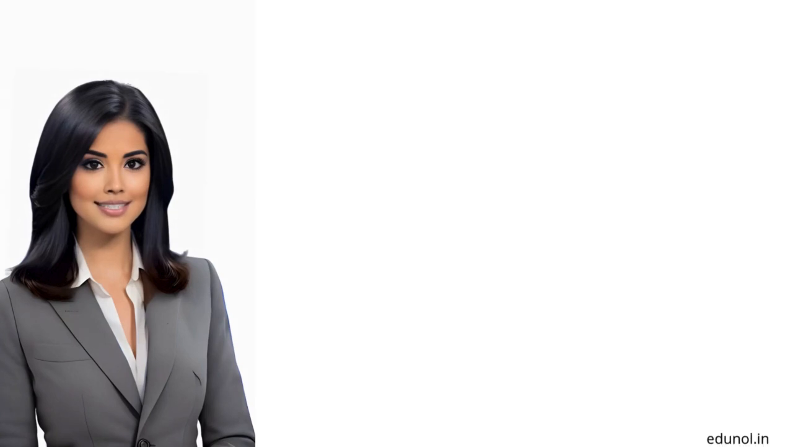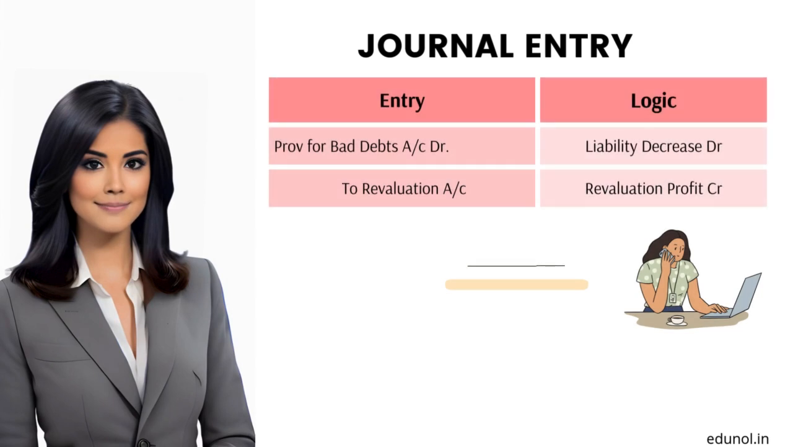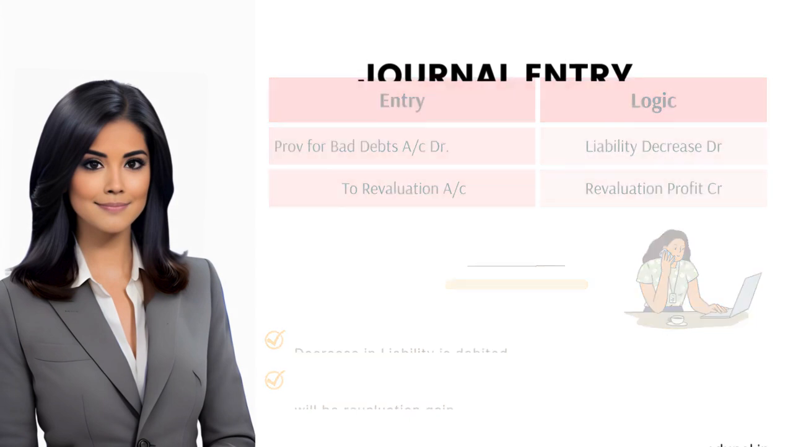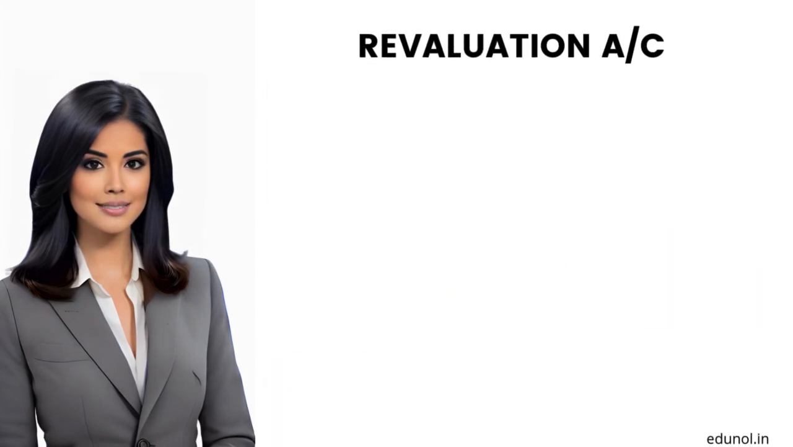Next we come to journal entry. Provision for bad debts account is to be reversed. It is in the nature of liability. Since it is reversed, there is decrease in liability. Hence provision for bad debts account gets debited. Secondly, an expected loss booked in books of accounts in some earlier financial year is now reversed. So there is revaluation gain. Revaluation account gets credited.